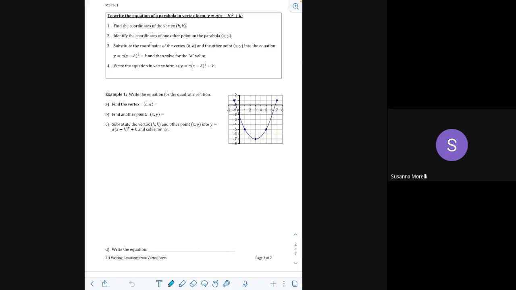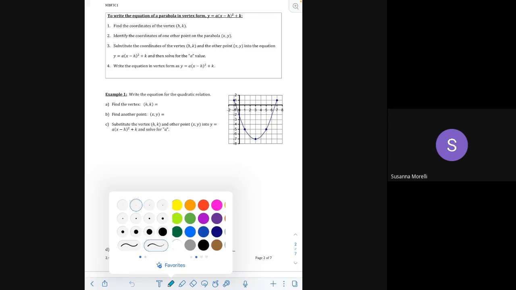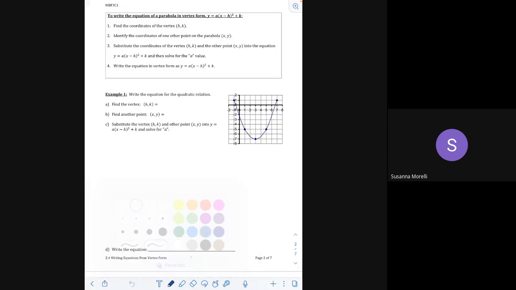Okay, let's go over how to write an equation of a parabola in vertex form. We're going to be looking at writing an equation given the vertex and another point on the parabola. So the first step is to find the coordinates of the vertex.